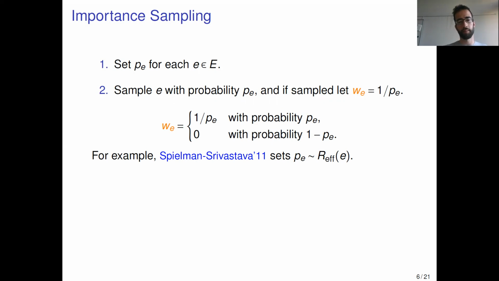This is, for example, the technique that was used by Spielman and Srivastava for spectral sparsification of ordinary graphs, where they chose the importance measure to be the effective resistance of the edge. And if we have this, basically what we need to prove is that this random quantity, Q tilde of x, concentrates around its expectation for all x simultaneously.